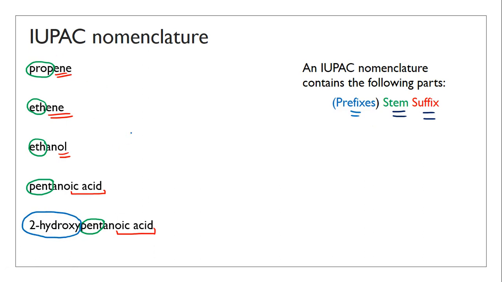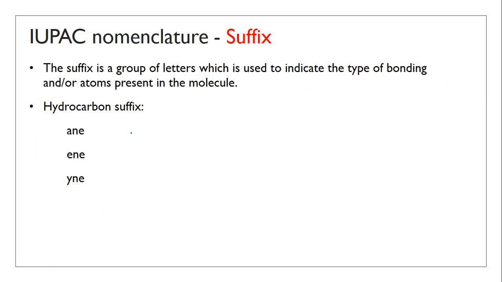So 3 parts: suffix, stem, and prefix. Okay. Let's start with the suffix. The suffix in IUPAC nomenclature is essentially a group of letters which is used to indicate the type of bonding and/or atoms present in the molecule. So by looking at the suffix, you should be able to tell what kind of atoms are present and what kind of bonding is present.